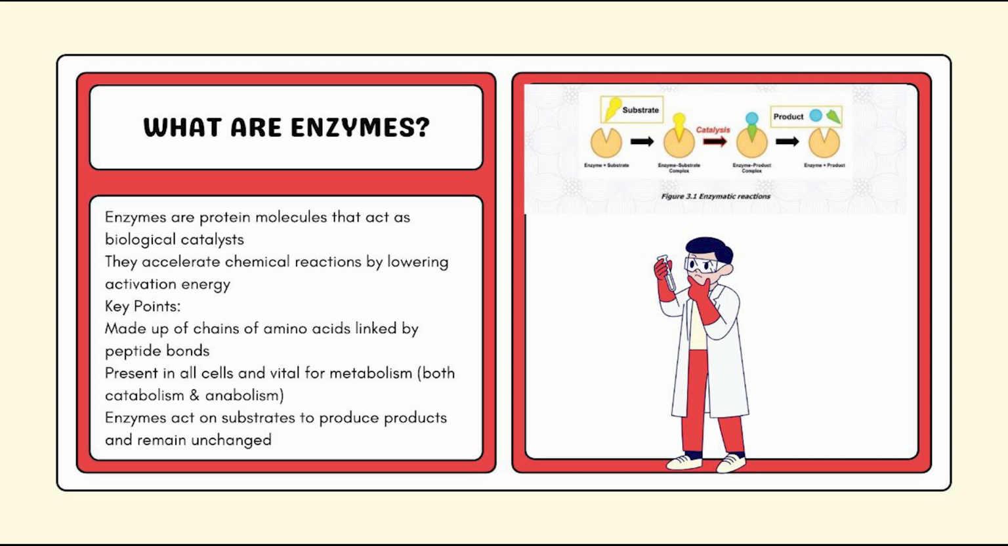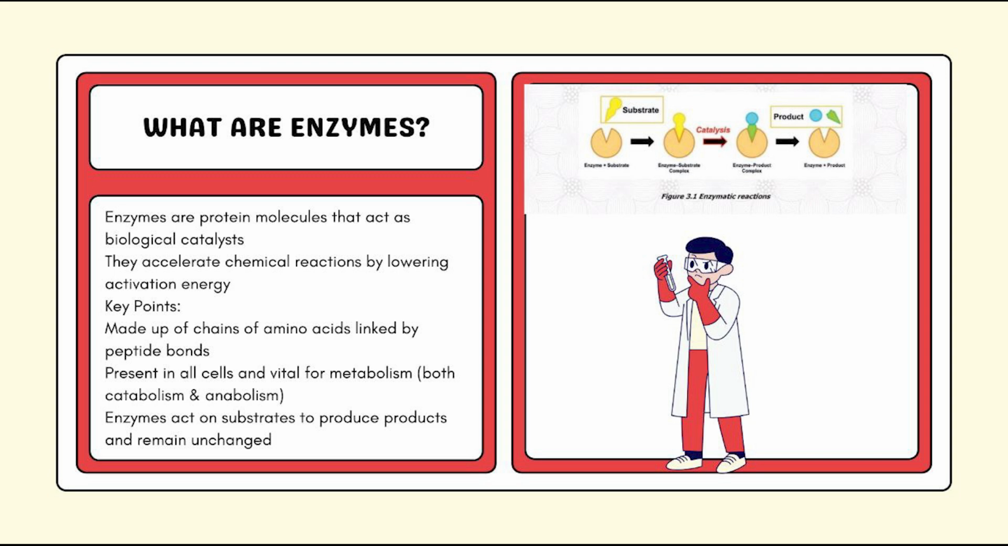Enzymes are protein molecules that act as biological catalysts. This means they speed up chemical reactions by lowering activation energy, the minimum energy required for a reaction to occur. All enzymes are made up of chains of amino acids linked by peptide bonds.